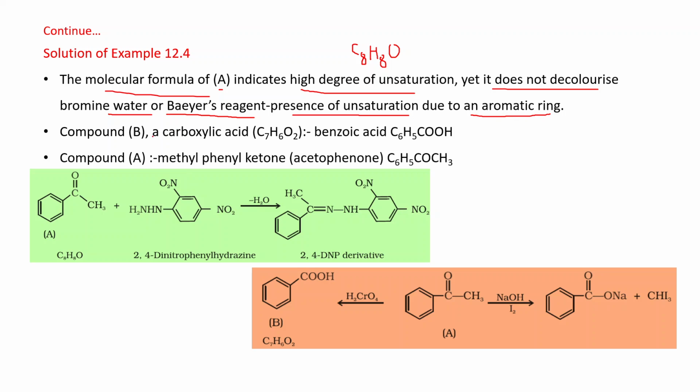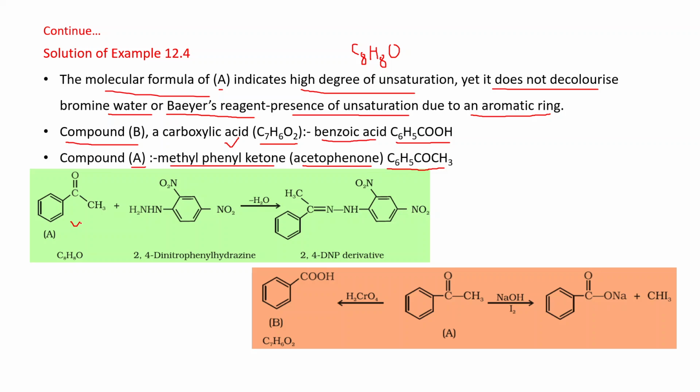On that basis, we can see that compound B is a carboxylic acid with the molecular formula C7H6O2, and this contains one aromatic ring. That's why B is benzoic acid, C6H5COOH. And compound A is methyl phenyl ketone. This is acetophenone, C6H5COCH3. Reactions can be written like this.